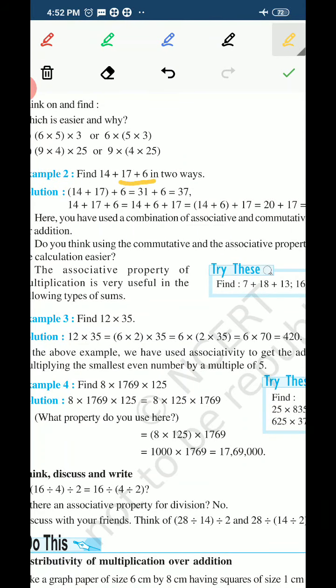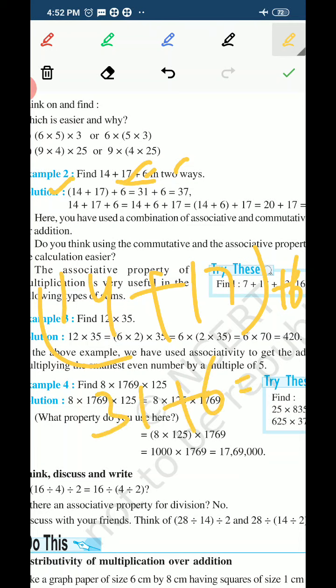So let's see this example. Find 14 plus 17 plus 6 in two ways. Now if we had not studied associative property, it would be difficult for us to solve this question, but because we have studied associative property, we know the two ways in which we have to find the sum. So 14 plus 17 plus 6, first of all we will associate 14 and 17 and add the sum to 6. In this case we get 31 plus 6, that is 37.